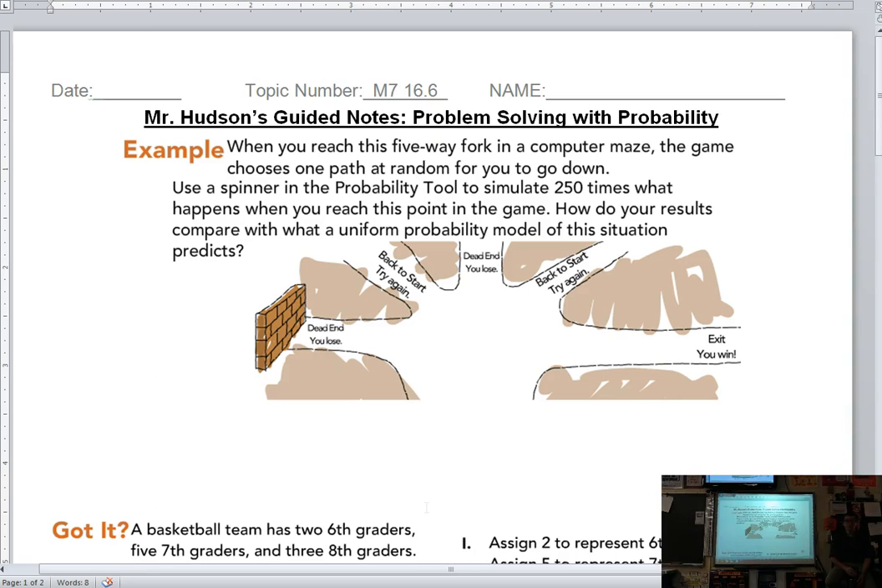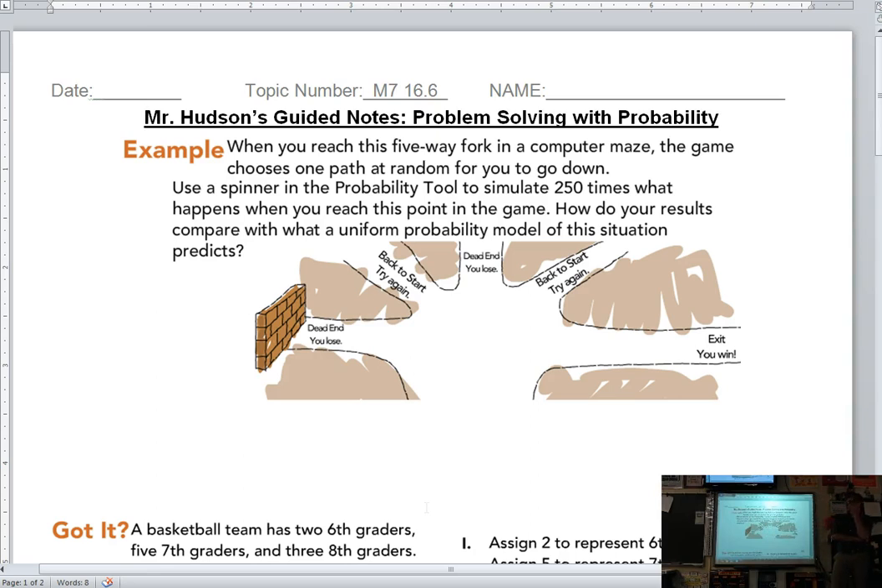So let's imagine that you are playing a game. In this game, you use a spinner and the probability tool, like random.com, where you could set up a spinner. When you reach this five-way fork in a computer maze game, it's a computerized spinner. So you click it, it spins, and randomly assigns you an outcome. Now these are your 5 potential outcomes.